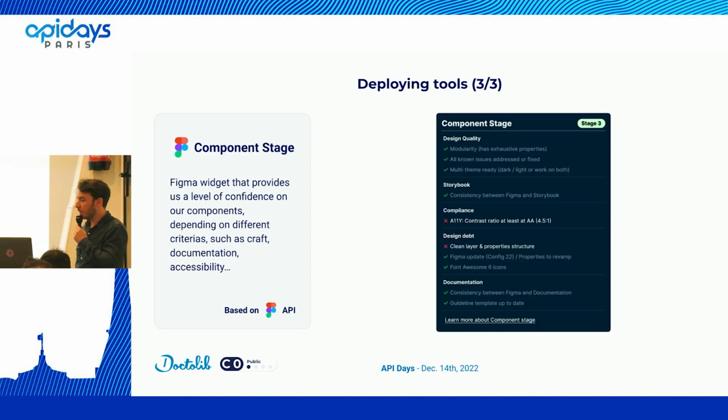And the last tool we deployed is what we call Component Stage. Not really a glamorous name, but it does the job. It's a Figma widget. On Figma, you can create widgets only with React. It provides us a kind of quality note on our components based on different criteria. So it's more of an internal tool for the Oxygen team.